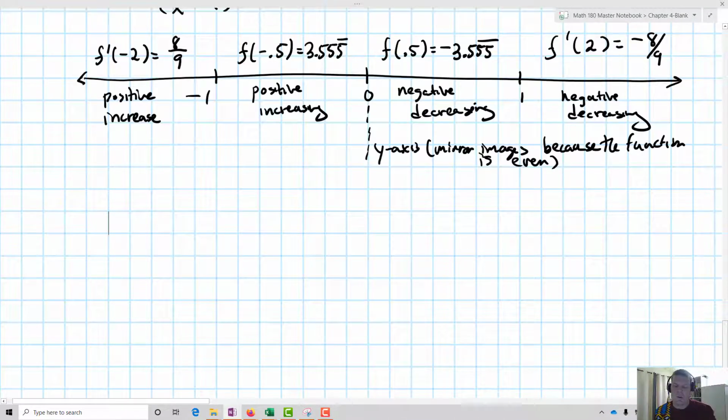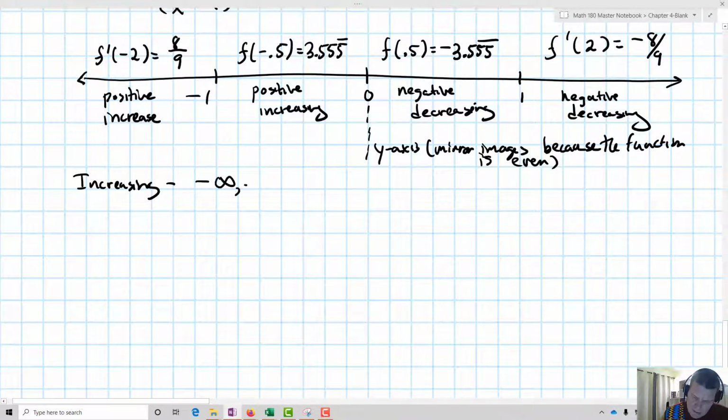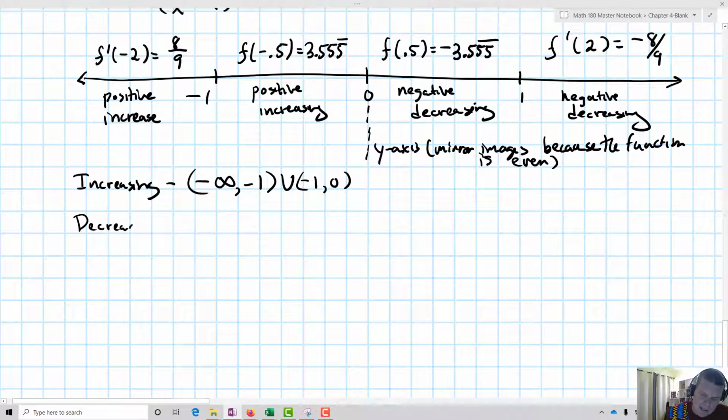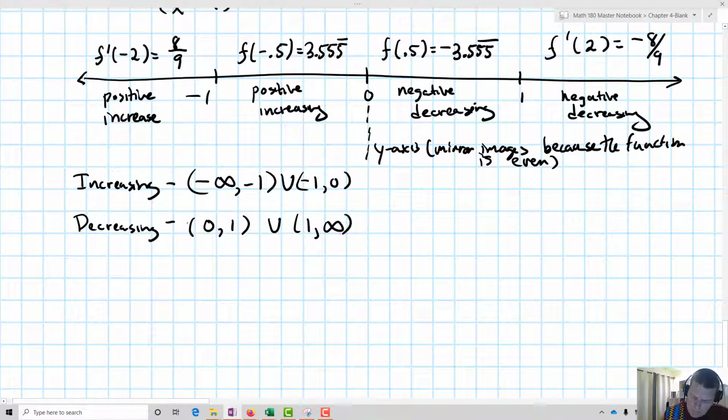So now I can actually write where my function is increasing. We're increasing on negative infinity to negative 1, union negative 1 to 0. Be very careful here to not include negative 1, because negative 1 is undefined. It's not differentiable. Then our function's decreasing when we go from 0 to 1, union 1 to infinity. And that's where our function is decreasing.